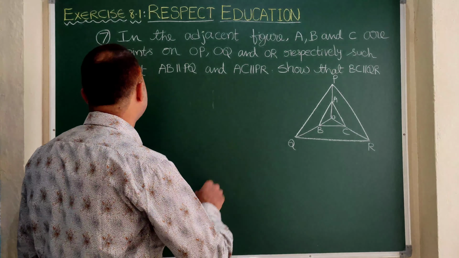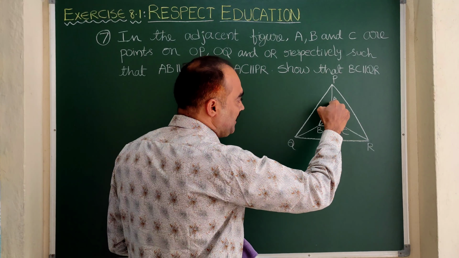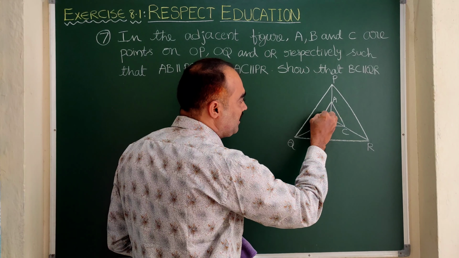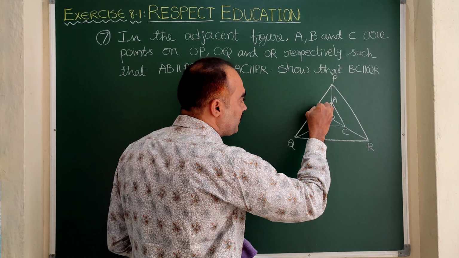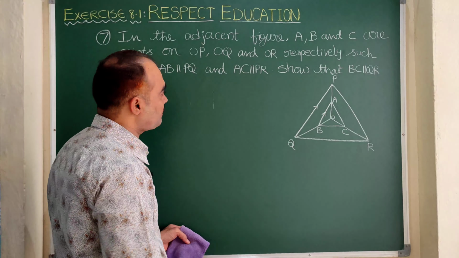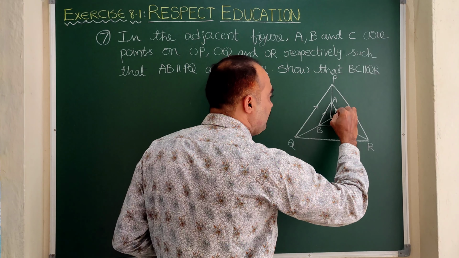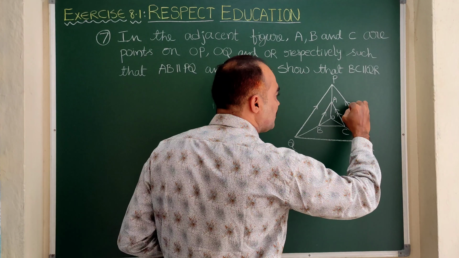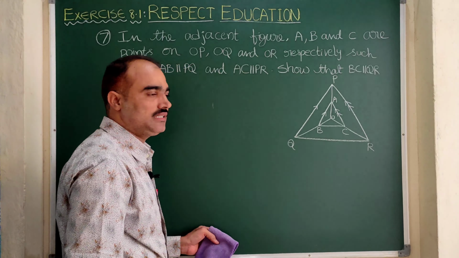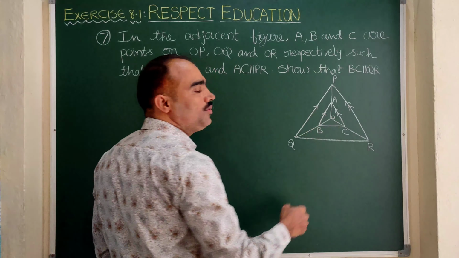Such that there is another condition. AB parallel to PQ. So for our understanding we give here single arrow mark. These two arrow marks indicate that these two lines are parallel. Next, AC parallel to PR. Here this is AC. I am giving two arrow marks to PR. There also two arrow marks, so that they both are parallel to each other. We have to prove BC parallel to QR.